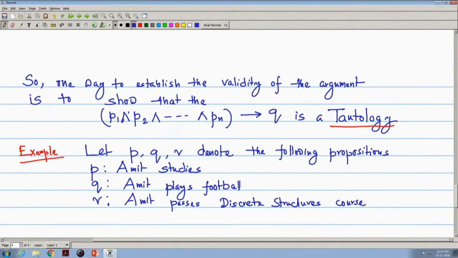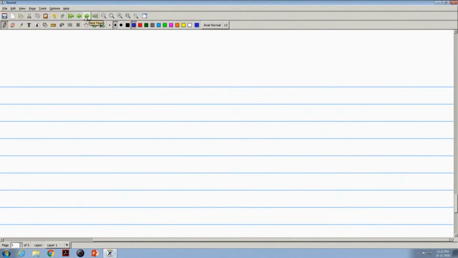Now, we take 3 compound propositions, let them be denoted by capital P, capital Q and capital R. Now, I write the statements of the compound propositions.